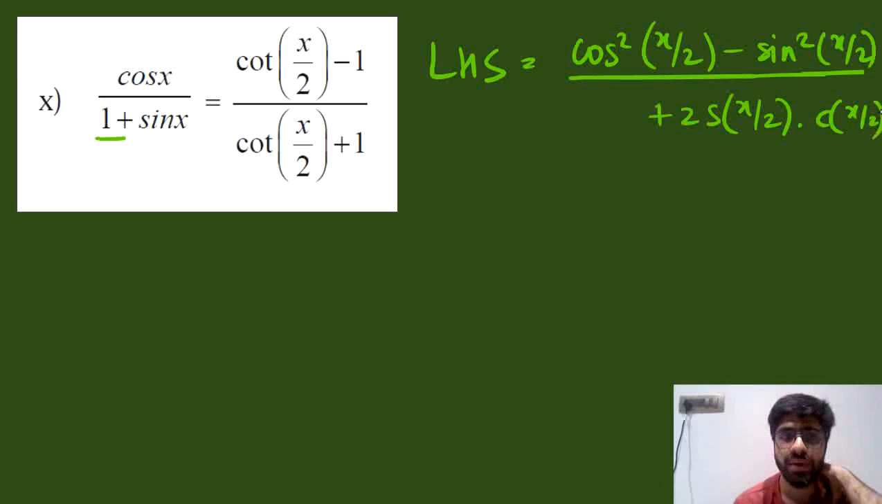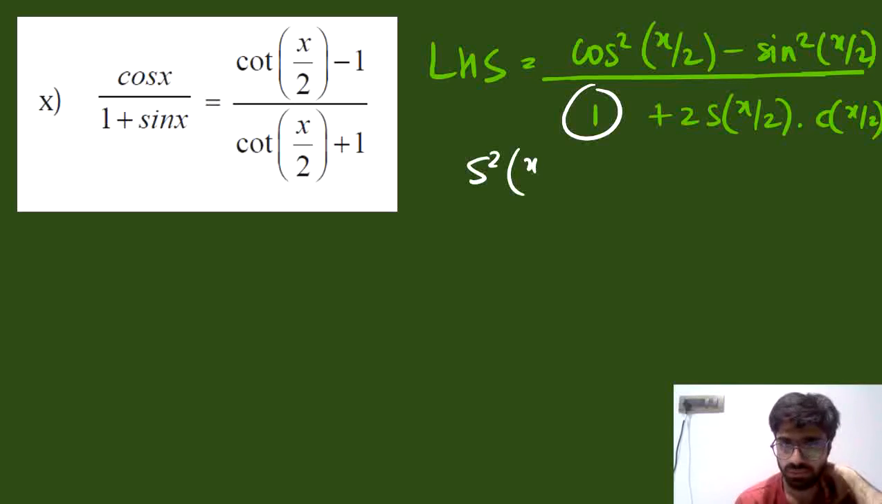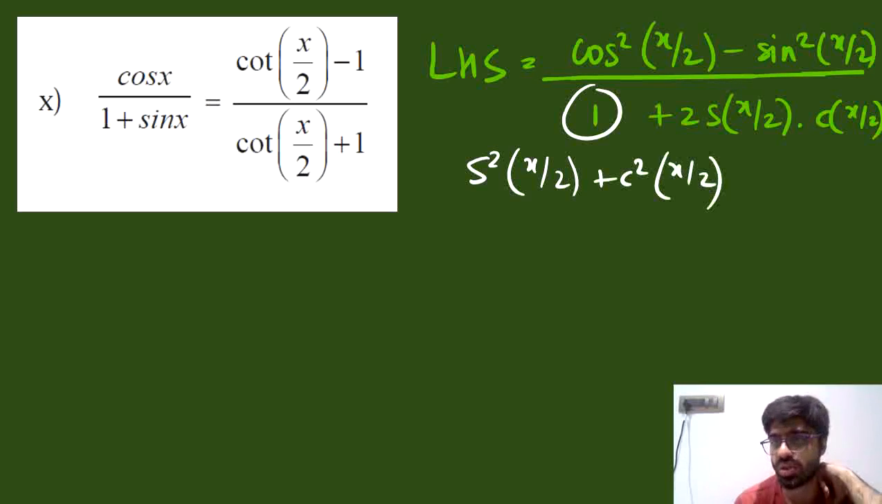Okay, and at the beginning I have that 1. 1 will be written as sin square theta plus cos square theta, but the choice of theta will depend upon the terms that I have here. I will write that one as sin square x by 2 plus cos square x by 2. So the one which we had here, we are writing it as sin square x by 2 plus cos square x by 2.